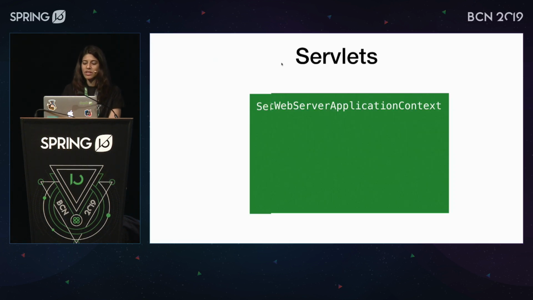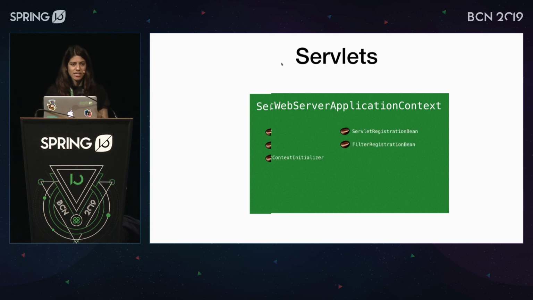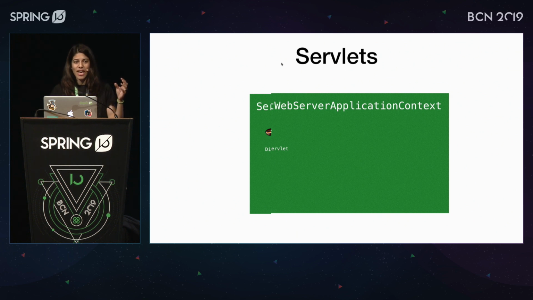So we looked a little bit at how when the Servlet web server application context starts up, it applies the Servlet context initializer beans to the web server, and it also registers existing Servlet and filter beans that it finds in the application context with the web server. So the dispatcher servlet is basically a servlet implementation. And like I mentioned, it is the central dispatcher for all HTTP requests, and it knows how to handle your HTTP request and route it to the right handler based on the handler mappings.